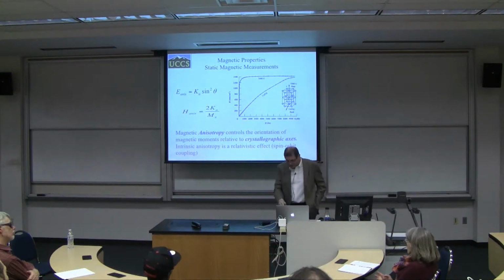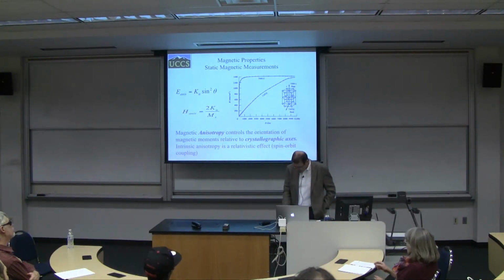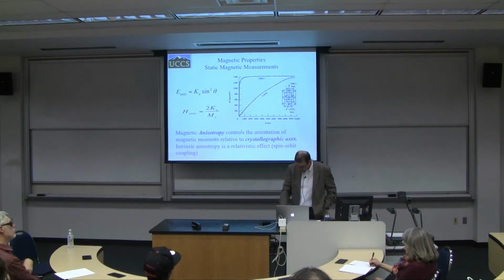And there are materials which actually have this behavior. I'm going to show you that one of them is hexagonal ferrite. It was used as a hard magnet many, many years ago. By now we have materials which are much better.